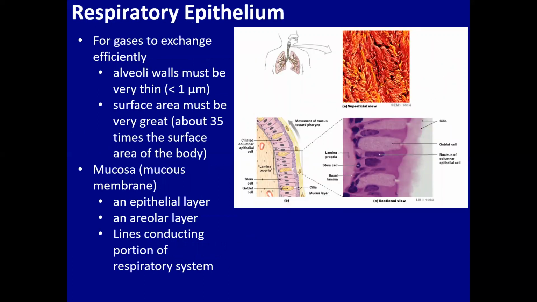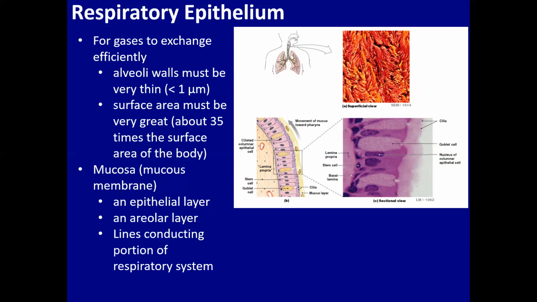The epithelium of your respiratory system has to allow for the efficient exchange of gas. When we get down to the very ends of the tubes, the alveoli, those walls are very, very thin, less than 1 micrometer in width. The surface area is tremendous. It's about 35 times the surface area of the body. And know that this is all a mucous membrane.